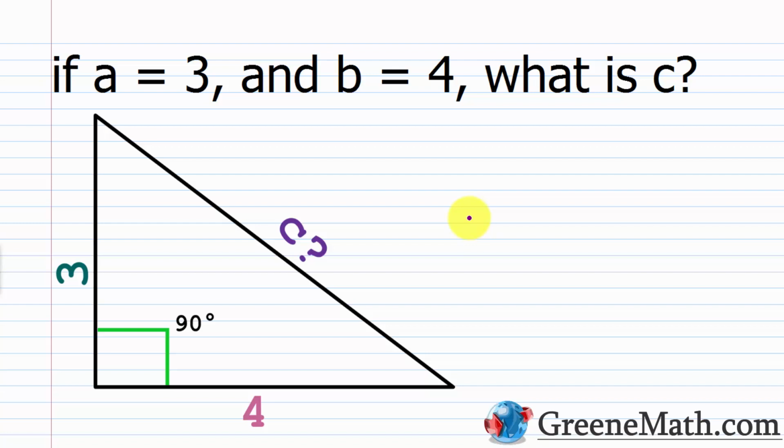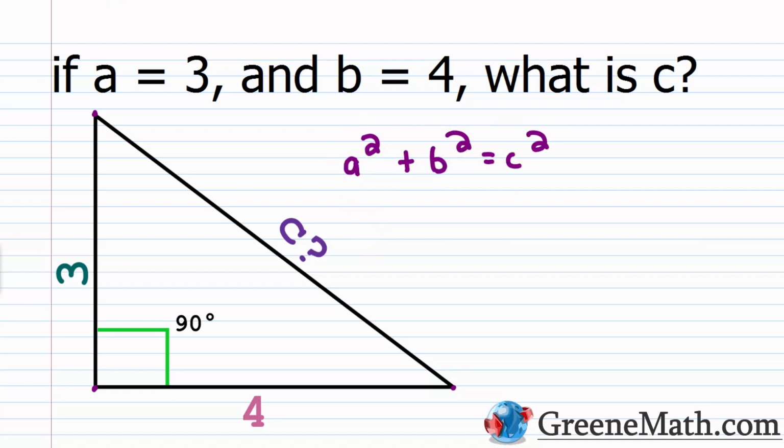So in this case, we're given that A is 3, so that's going to be from here to here. Okay, that's my leg A. B is 4, so that's going to be from here to here. Okay, so that's my leg B. We want to know what is C. C is from here to here. That's our hypotenuse. Okay, so all I need to do is plug into my Pythagorean formula, and I can crank out an answer. So I have A squared plus B squared equals C squared.